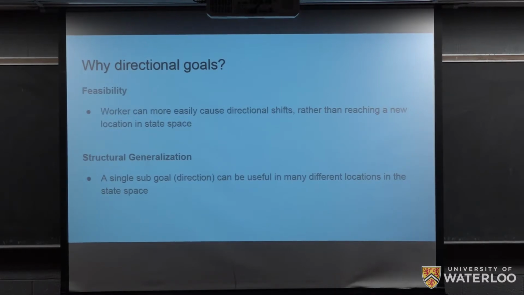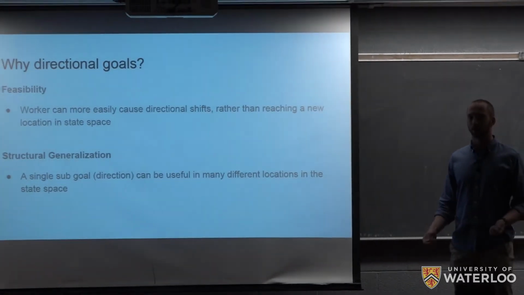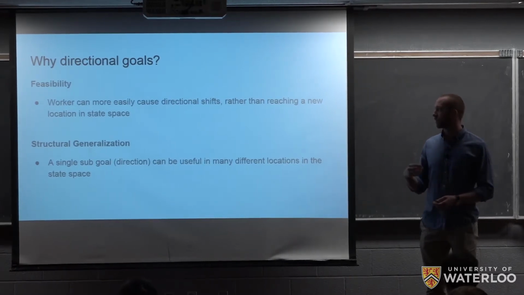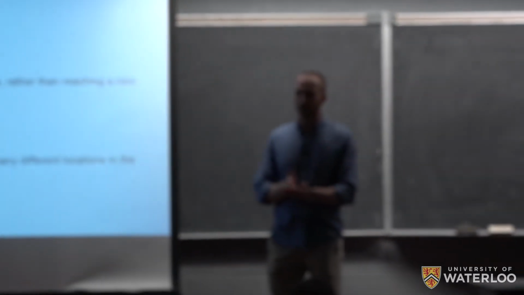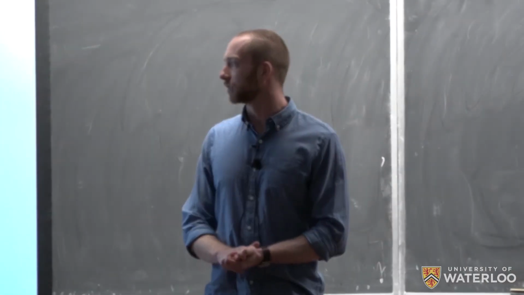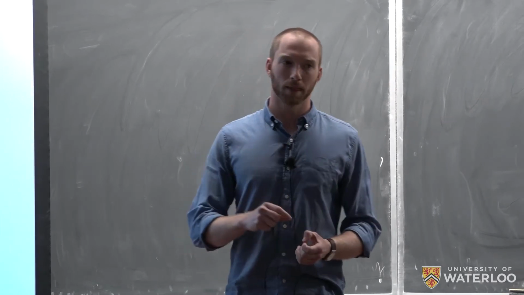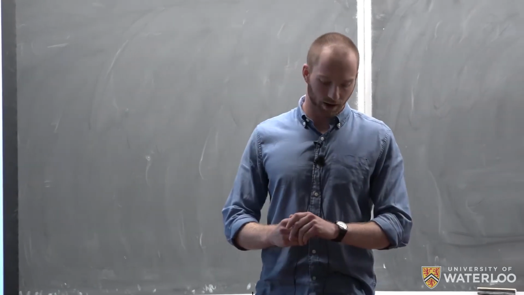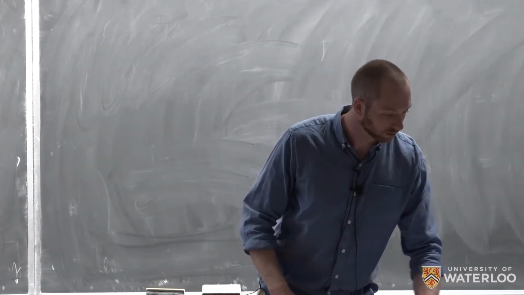One key contribution of this paper is directional goals. What was their explanation for why directional goals are good rather than absolute goals? Some of their explanations were that it's feasible, so it's possible to move in a direction in any situation. They said it was easier, maybe if you have a farther away goal, to just pick a direction to move in. As well, structural generalization. Their idea was that goals are more meaningful if you think about a direction to move in rather than an absolute value of a location you want to go to.